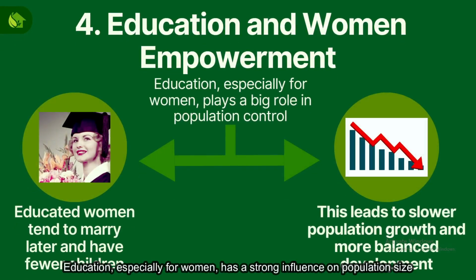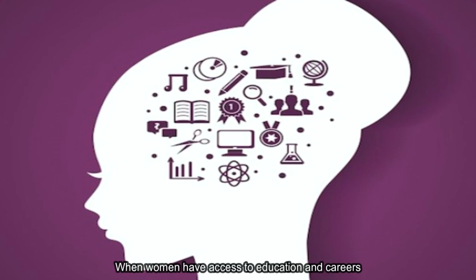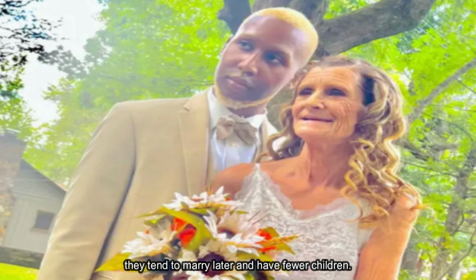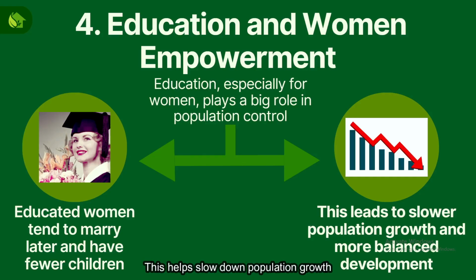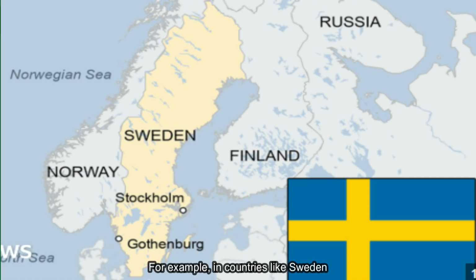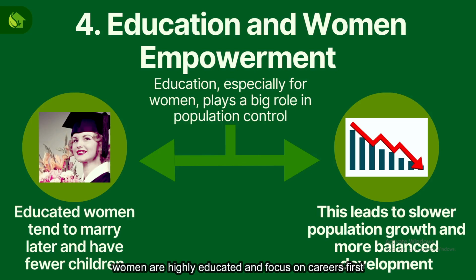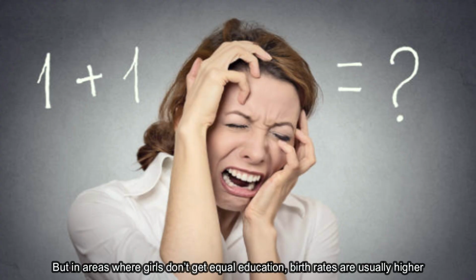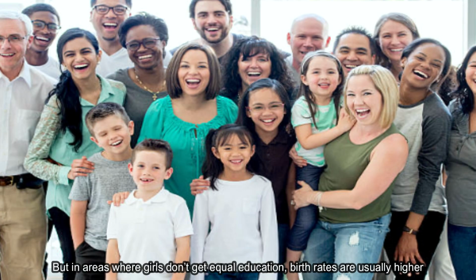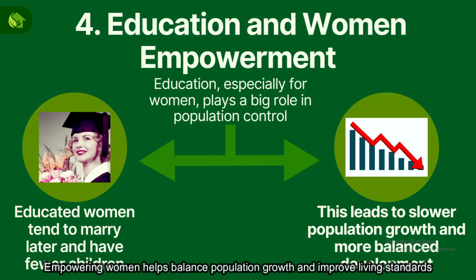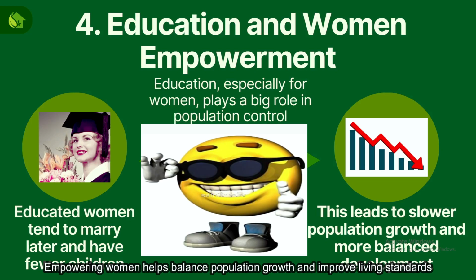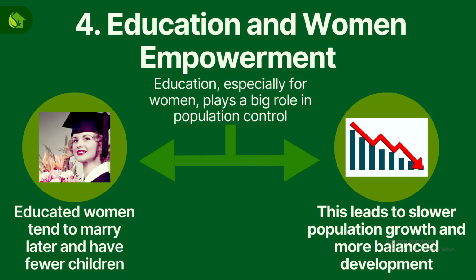Education, especially for women, has a strong influence on population size. When women have access to education and careers, they tend to marry later and have fewer children. This helps slow down the population growth. For example, in countries like Sweden, women are highly educated and focus on careers first, leading to smaller families. But in areas where girls don't get equal education, birth rates are higher. Empowering women helps balance population growth and improve living standards.